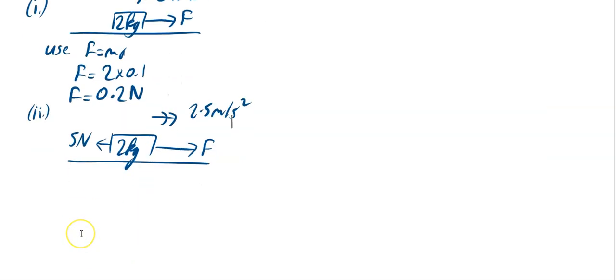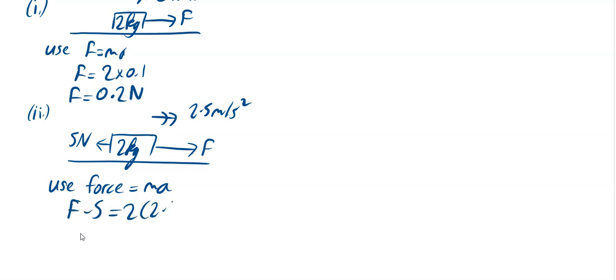So that's our diagram. Again, we're just going to use F equals ma. I'm going to say use force equals ma, because there's an F here, and it's the overall force. So the overall force in this case is F minus 5 is equal to 2 times the a, which is 2.5. So that's going to be F is equal to 2 times 2.5, which is 5. Bring the other 5 across. So your F works out to be 10 newtons.